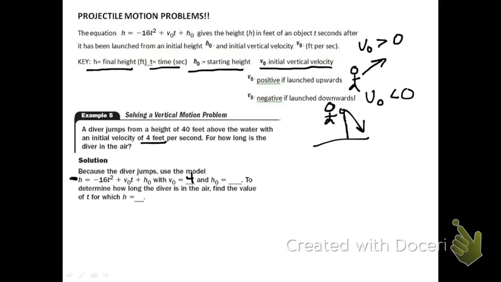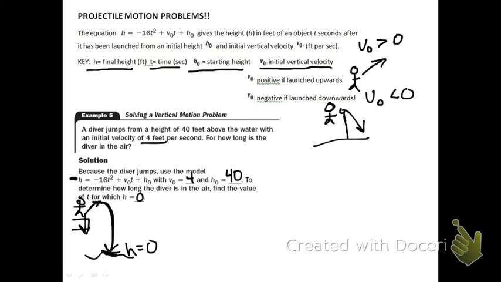And keep in mind, if this person is jumping off of a board, they're not jumping downwards through the board. They're going to have to jump upwards, at least initially, and then down they go into the water. So it's going to be a positive initial vertical velocity. H naught is the initial height. It tells us the board is 40 feet above the water, and now we just have to find how long it's in the air. So we're counting from when he or she jumps until hitting the water, which means the final height, h, is 0.